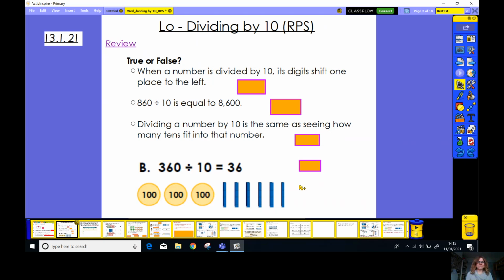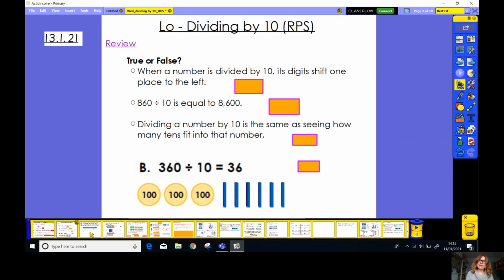Okay, let's go through our answers then. So number 1, when a number is divided by 10, its digits don't shift to the left, they shift to the right, so that's false. 860 divided by 10 is equal to 8,600. Again, that's false. That's what would happen if you multiplied it by 10. Dividing a number by 10 is the same as seeing how many groups of 10 fit into that number. That's true. And finally, 360 divided by 10 is 36.